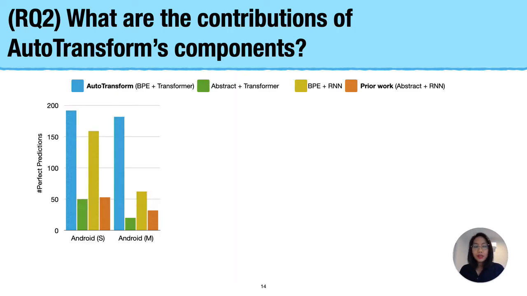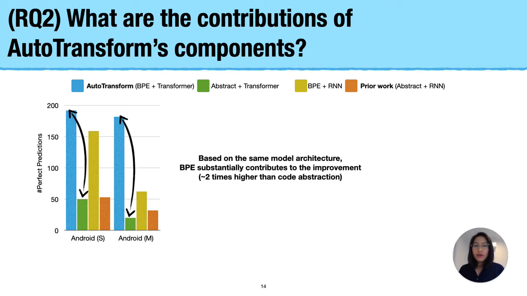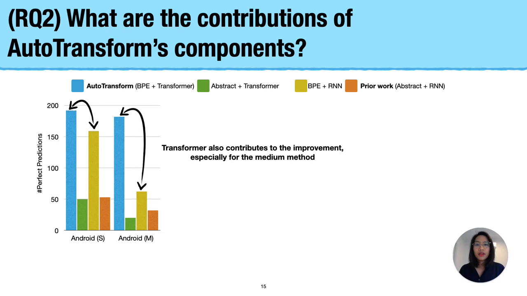And here is the result for the Android dataset. If you look at the first 2 columns, which are our AutoTransform and the one that doesn't use BPE but only Transformer, you can see that the number of perfect predictions is largely different. And this result suggests that based on the same model architecture, BPE substantially contributes to the improvement.